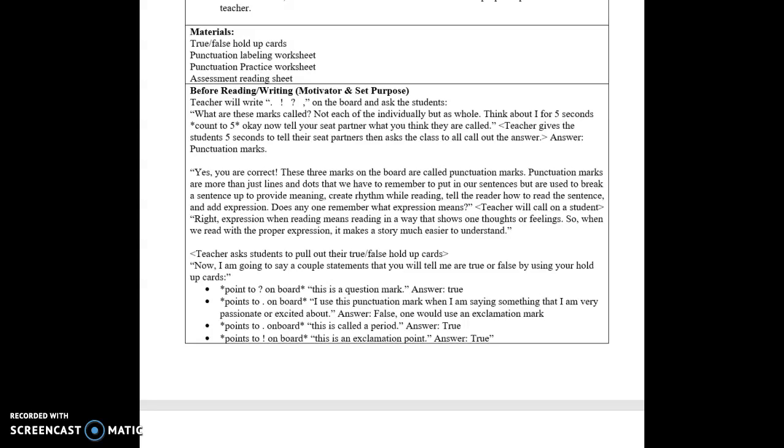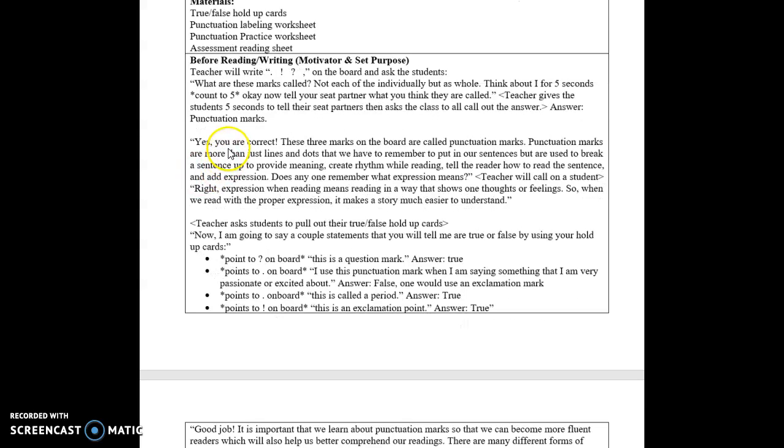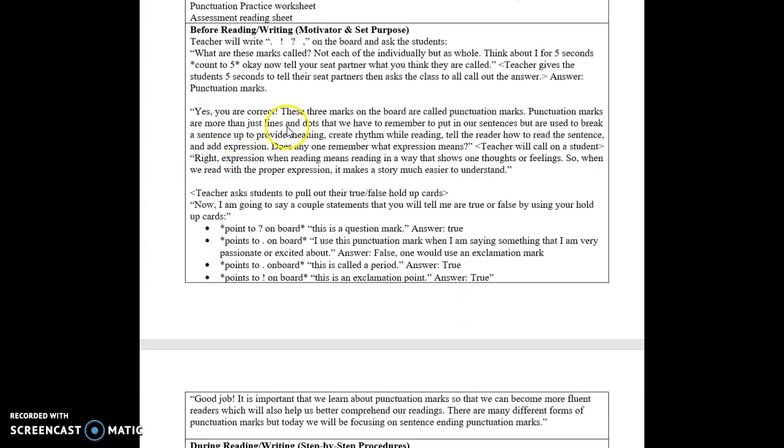And I will have them think about it for 5 seconds so that they can come up with an answer in their head. I will count to 5 and then have the student share with the person sitting next to them, so then they can work in small groups. And then I will give them 5 seconds to share, and then I will have them call out their answer. I will say, everyone tell me what they're called, and they will all reply, punctuation marks. If they are all correct, I will say, yes, you are correct. These 3 marks on the board are called punctuation marks.